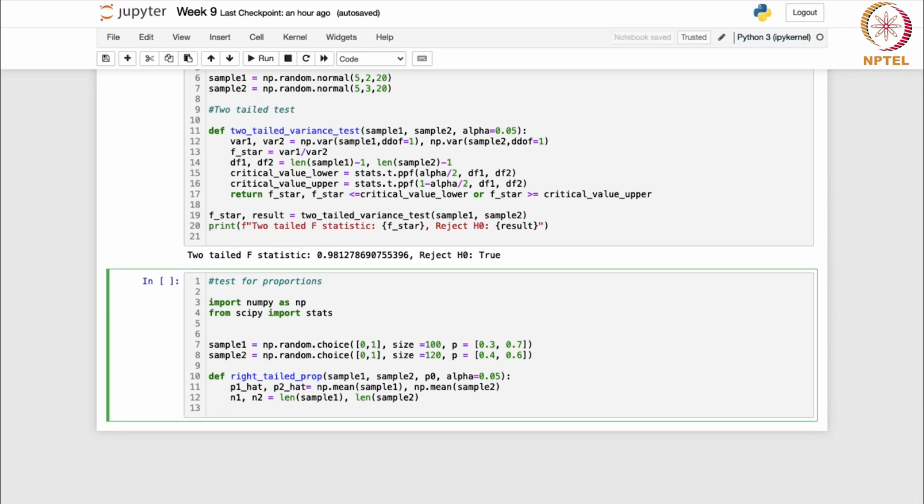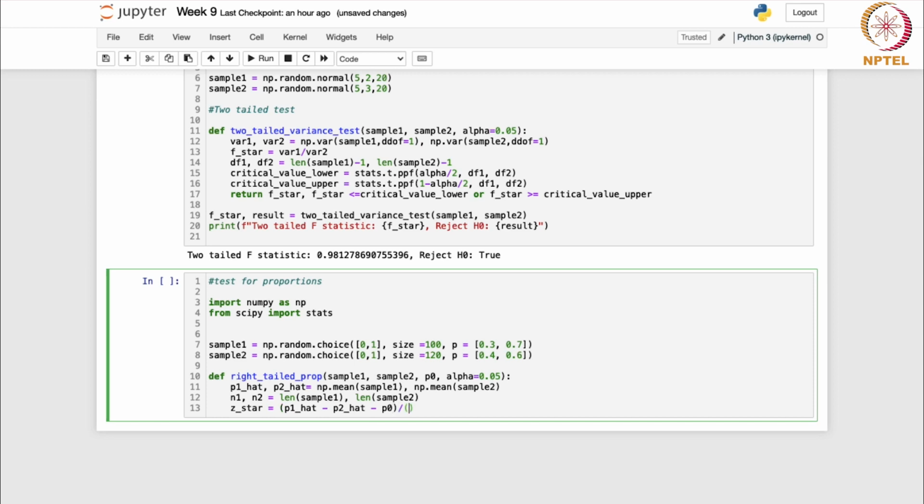Once you have written this, now you can find the test statistic, which is basically the difference in the numerator. If you can recollect, it is P1 hat minus P2 hat minus the hypothesized mean difference, that is P0. In the denominator you divide by the standard error. Let me mention the numerator first. It would be P1 hat minus P2 hat minus P0.